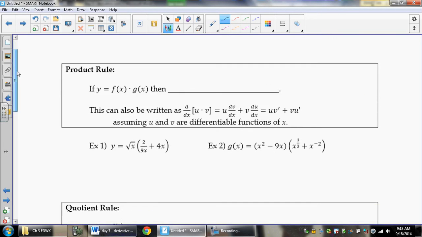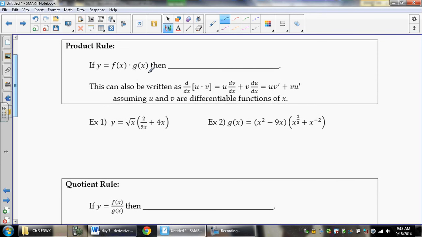Moving on to the back. We talk about the product rule. Now, we said if you're adding or subtracting, you can just take the derivative piece by piece and then put them back together. If you are multiplying or dividing, you cannot do that. You take the derivative using a rule. Adding and subtracting, piece by piece, is fine. Multiplying and dividing have their own rule.